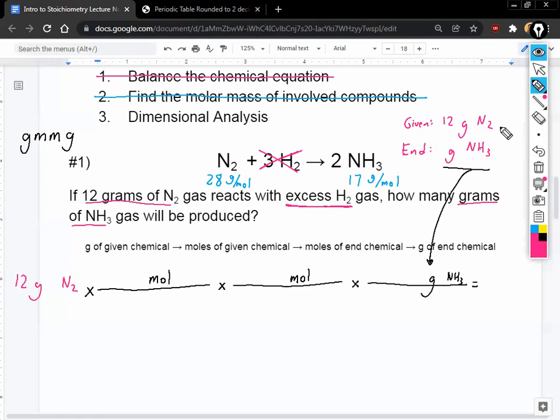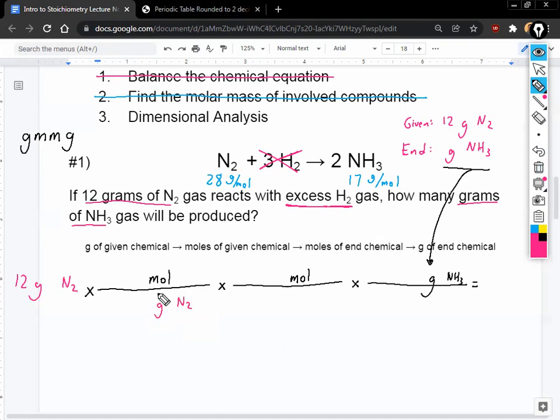From here, everything that we have, we already know how to do. I have grams of N2, and I want to get rid of it. So what should I put on the bottom of the fraction next to it? Yeah, grams of N2, the exact same thing. That way, remember, they can cancel out with one another.